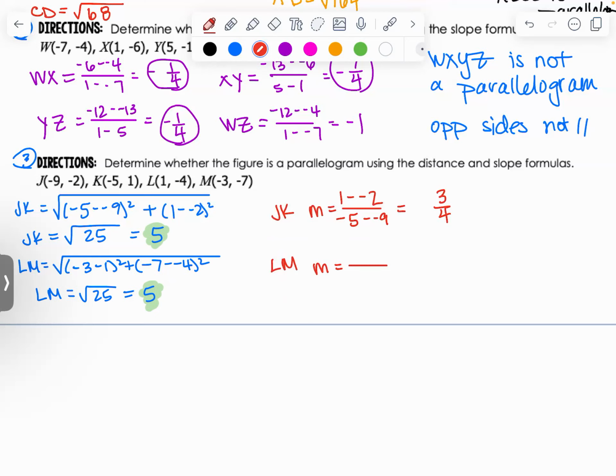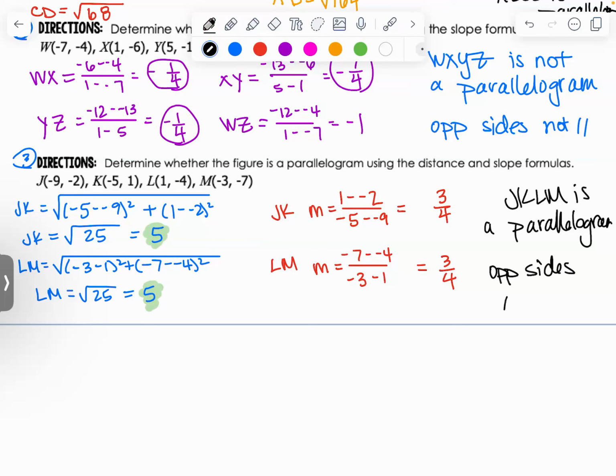All right. Now for LM, we need to take -7 minus -4 over -3 minus 1. What do we get? -3 over -4, which is the same thing as 3/4. Okay. So we know that JKLM is a parallelogram because we have opposite sides parallel and congruent.